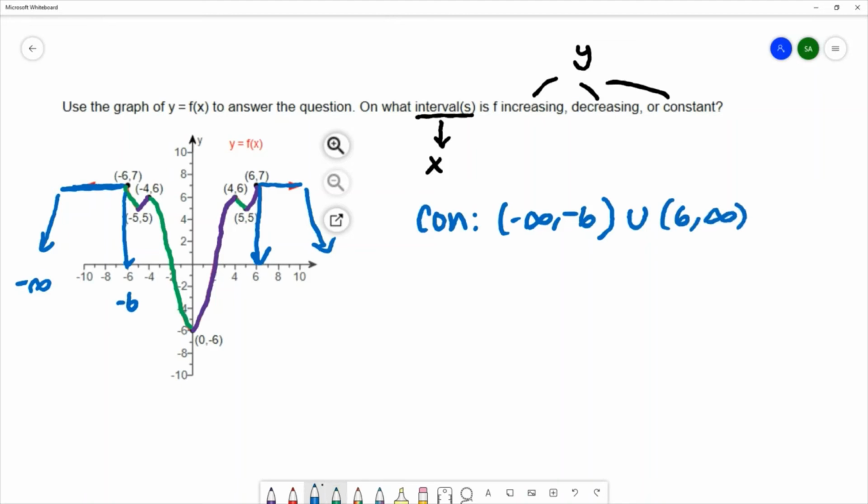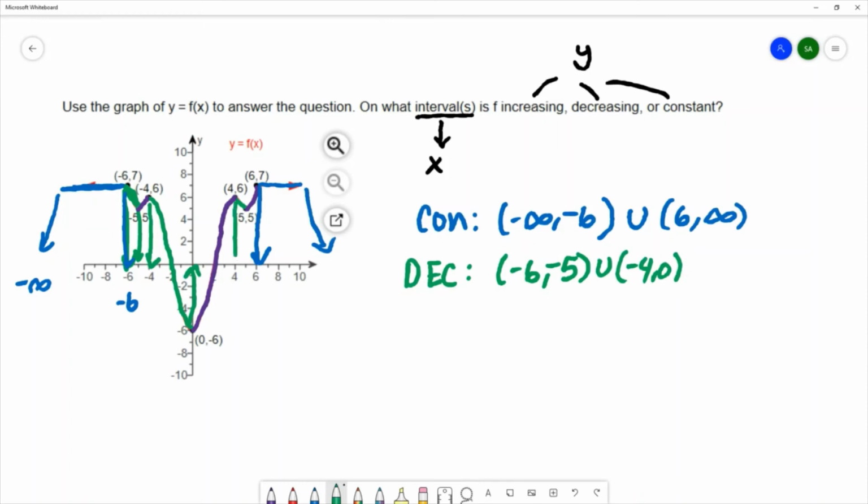And let's do the decreasing. So on the decreasing section, starting here, it starts at negative 6 and stops at negative 5. We're decreasing on the interval from negative 6 to negative 5. And then again on this section from negative 4 to 0. And then again from 4 to 5.